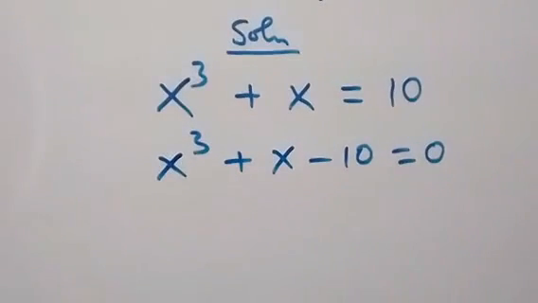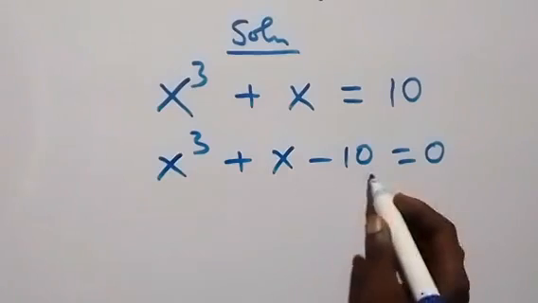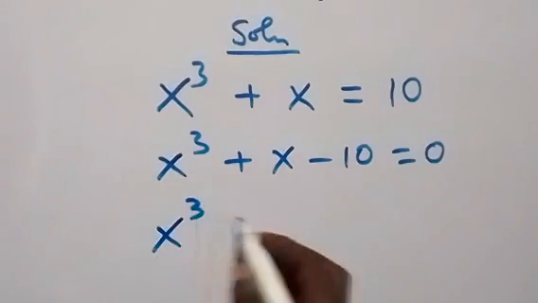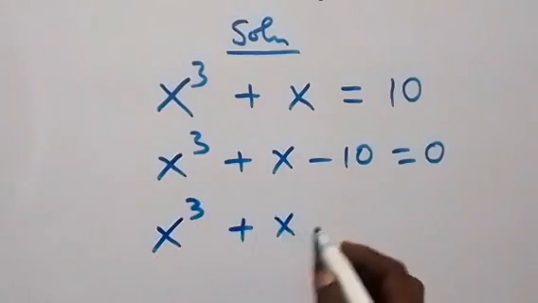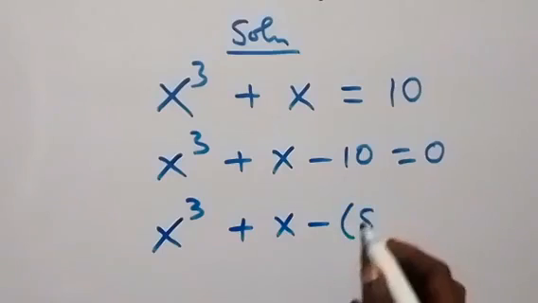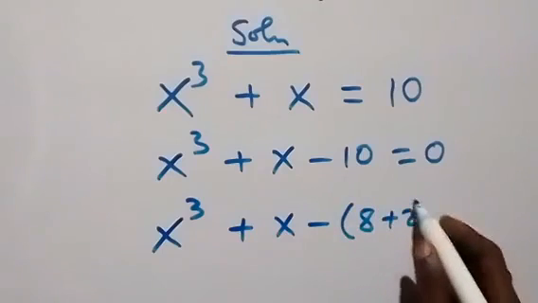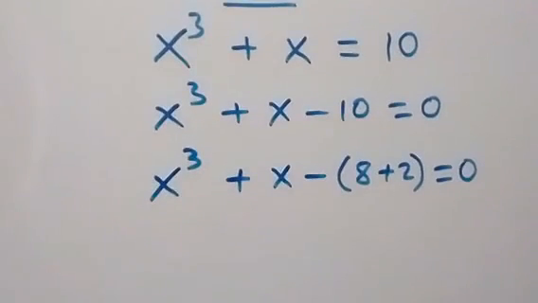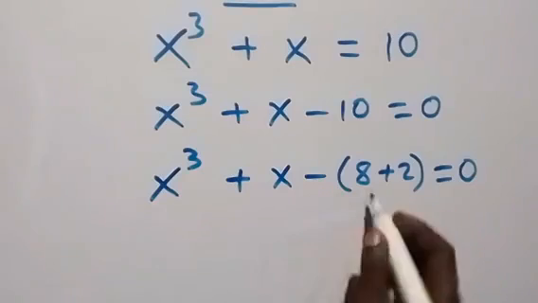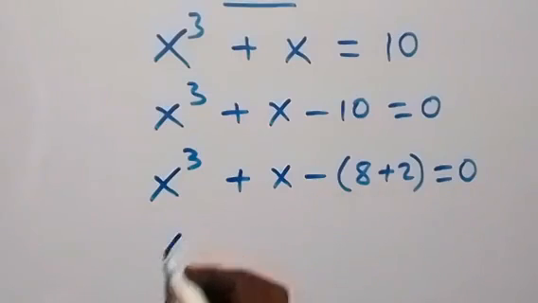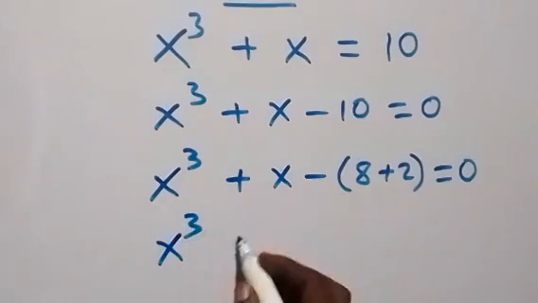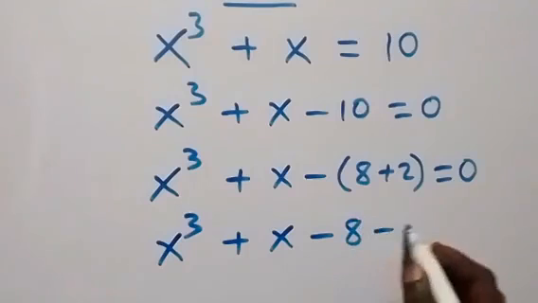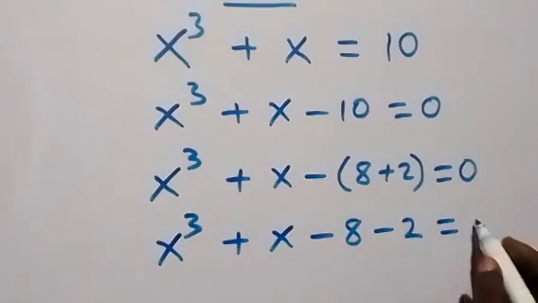Also here we can write 10 as 8 plus 2, then this becomes x raised to power 3 plus x minus into bracket 8 plus 2 equals 0. Then this minus, we affect 8 and 2, and this becomes x raised to power 3 plus x minus 8 minus 2 equals 0.